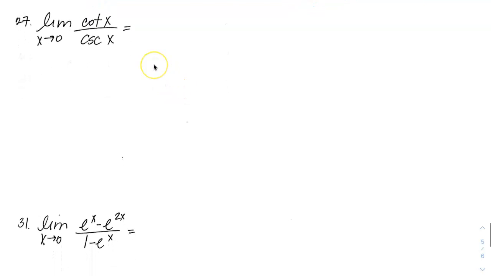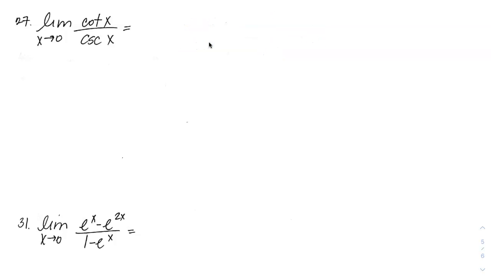Anyway, the next one, limit as x approaches 0 of cotangent of x over cosecant of x. So if I plug in 0 first to see what it is, because that's always our first step: cotan of 0, that's 1 over tan of 0. Tan of 0 is 0, so this is 1 over 0. Cosecant of 0 is 1 over sine of 0. Sine of 0 is also 0, so this is 1 over 0. So I actually do get infinity over infinity, so it's indeterminate.